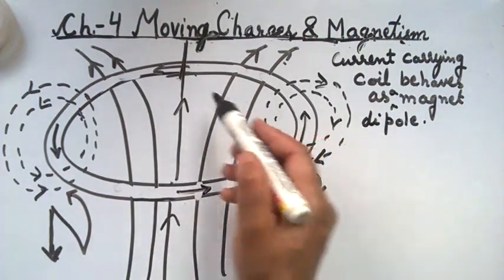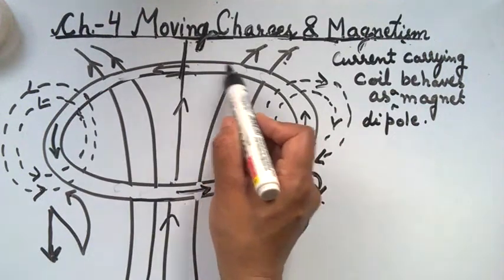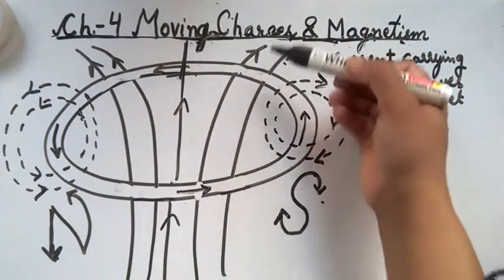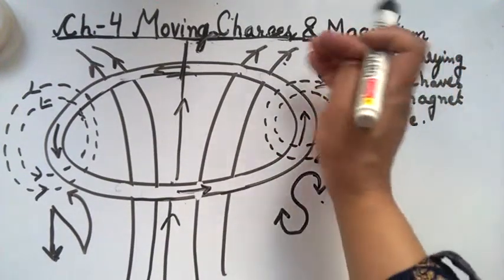Similarly, if the current is flowing in clockwise direction, then the magnetic field is radially in inward direction.